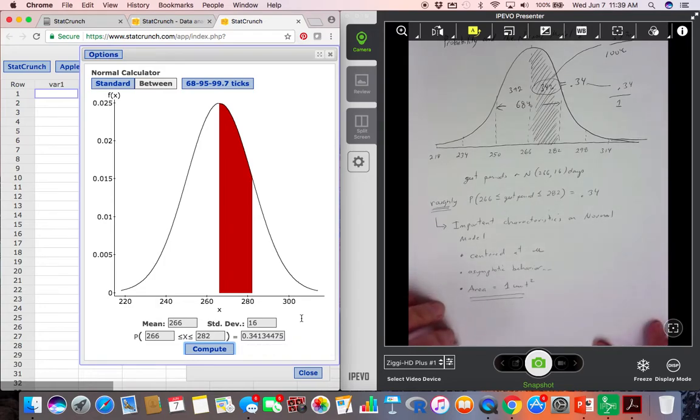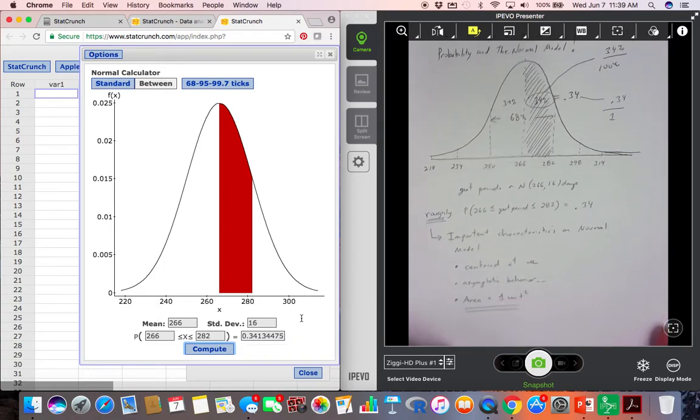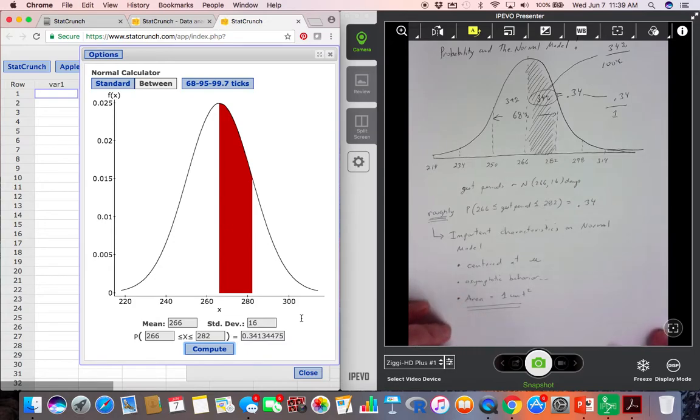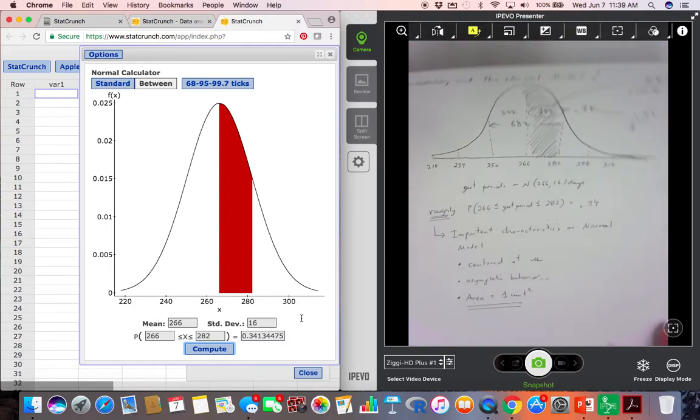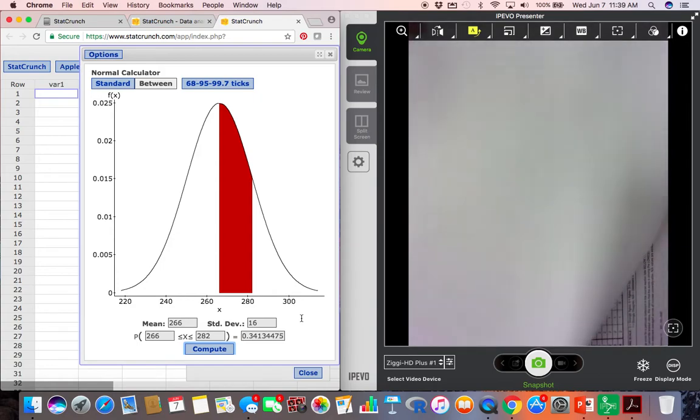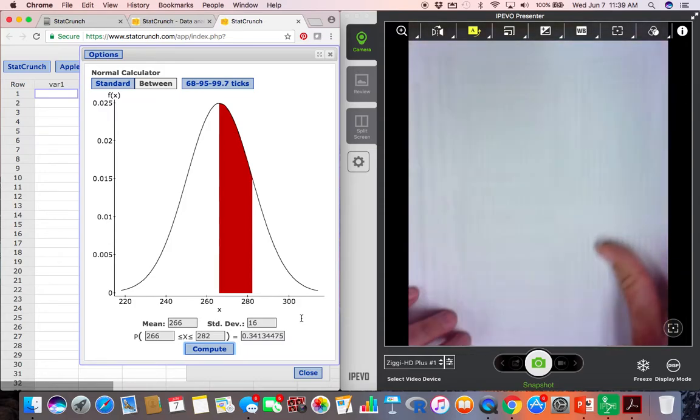Now let's just work some problems, and let me show you how it all kind of unfolds. Okay. It's a thick sheet of paper. I thought there were two sheets of paper there.